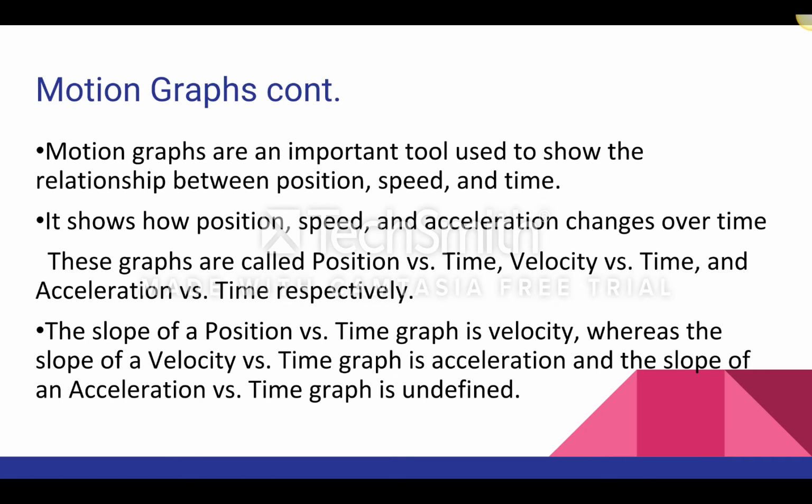Motion graphs continued. Motion graphs are an important tool used to show the relationship between position, speed, and time. It also shows how position, speed, and acceleration change over time. These graphs are called position versus time, velocity versus time, and acceleration versus time, respectively. The slope of a position versus time graph is velocity, whereas the slope of a velocity versus time graph is acceleration. Finally, the slope of an acceleration versus time graph is undefined.